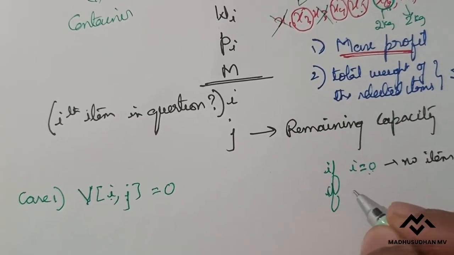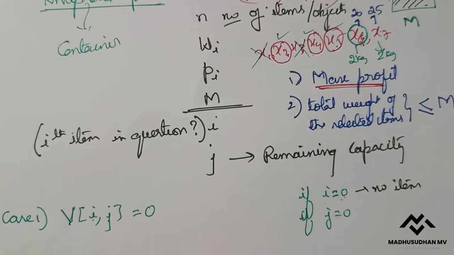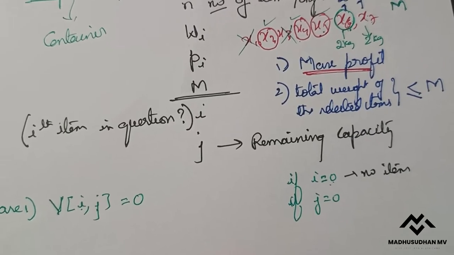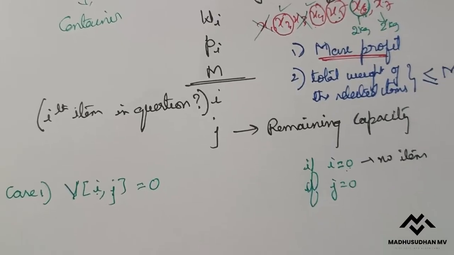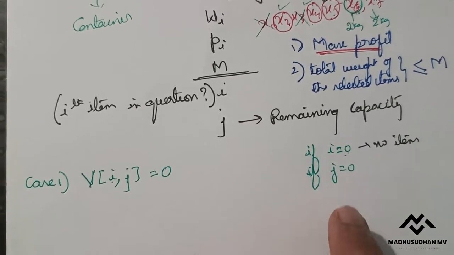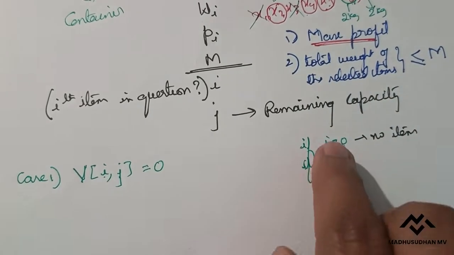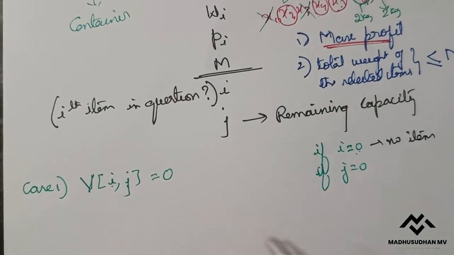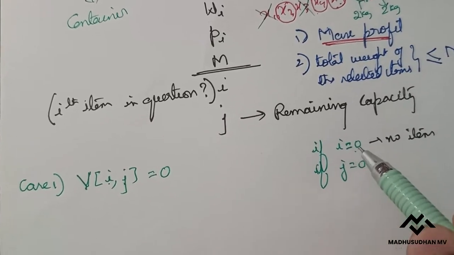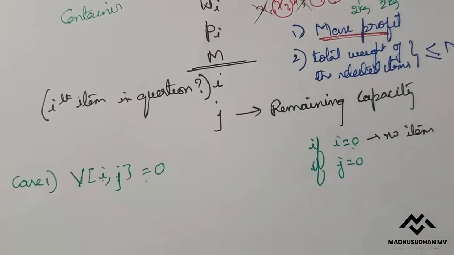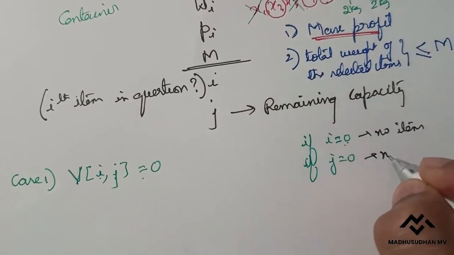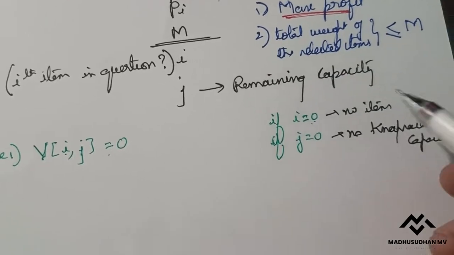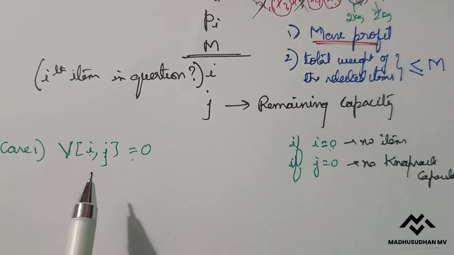Similarly, if J is equal to 0, assume the thief went to a house where there are some valuable items, but in the hurry he forgot to carry the knapsack, the carry bag to bring the things. Then where will he keep them? It was not possible to keep the items. So the item is there, but there is no knapsack capacity because J is equal to 0. No knapsack capacity also means the value is 0. So if I is 0 or J is 0, the value we get is 0. If there is no knapsack capacity or no item, in both cases the value I got is 0.